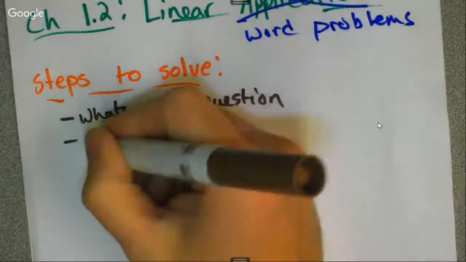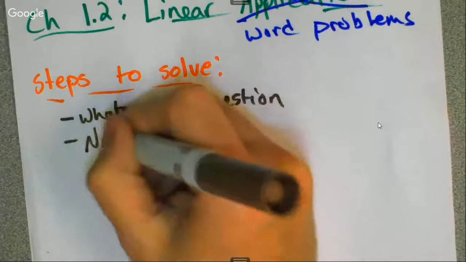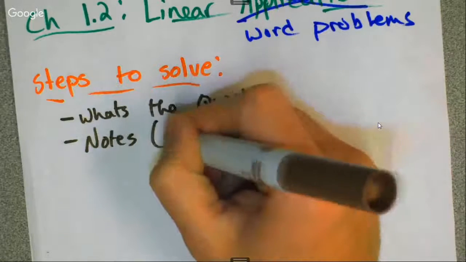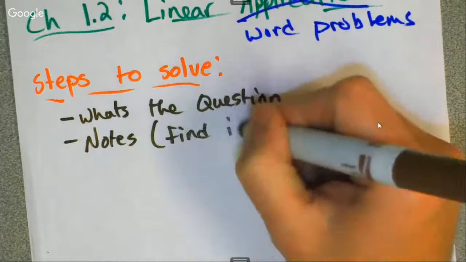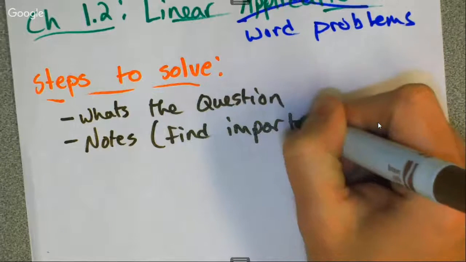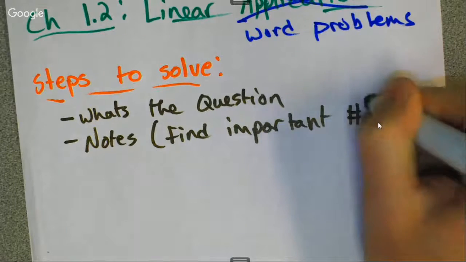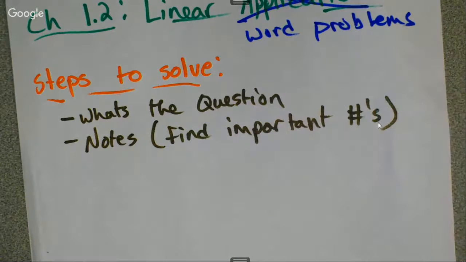Step 2 is make notes or find important numbers. Okay, sometimes there will be numbers in there that aren't for you. Okay, they won't be anything that you want. They'll just be there as kind of distractors. So you want to make sure that you find the right things.